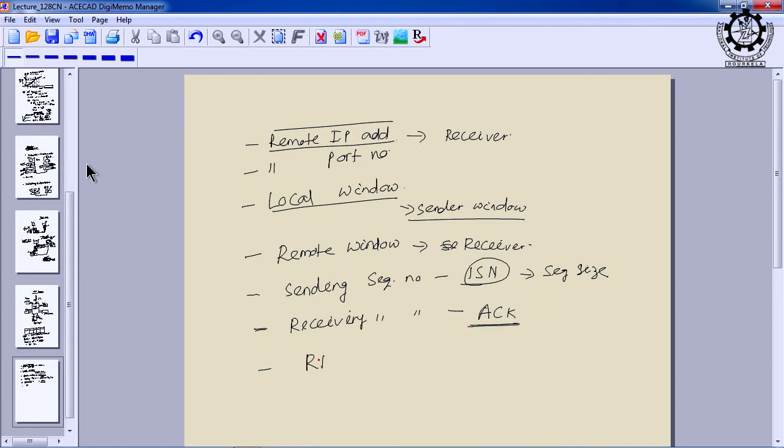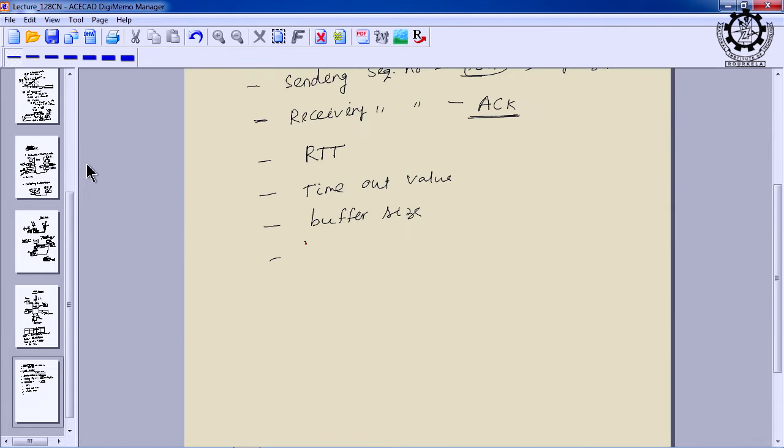Then you have the round trip time. What could be the possible round trip time for this, and what will be the timeout value. Then the buffer size and the buffer pointer. So, these are the information usually stored in the TCB to say all the details about the processes active, all the processes that have been closed, or all the processes that have been already established and communicating with each other. So, this TCB usually controls the main TCP. The main module is controlled totally by the TCB.